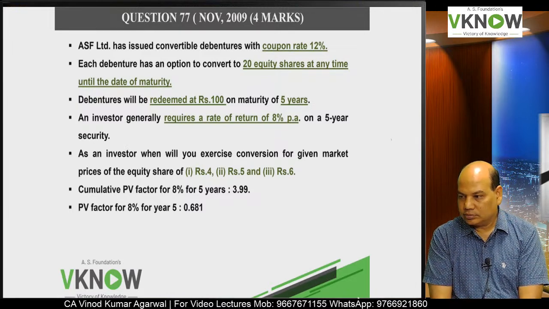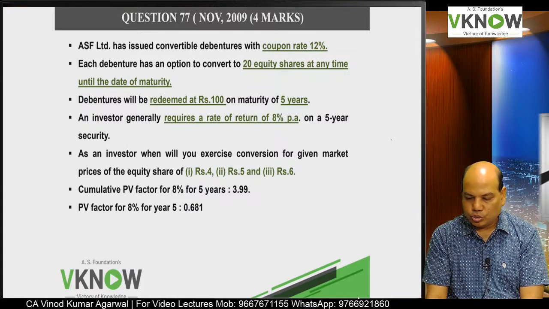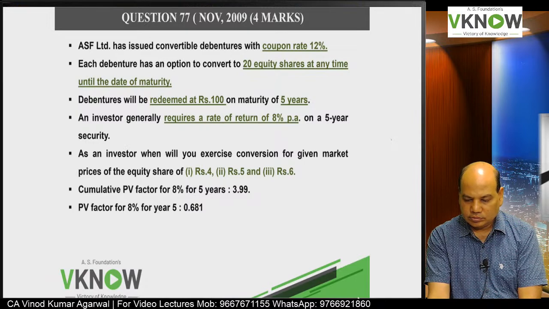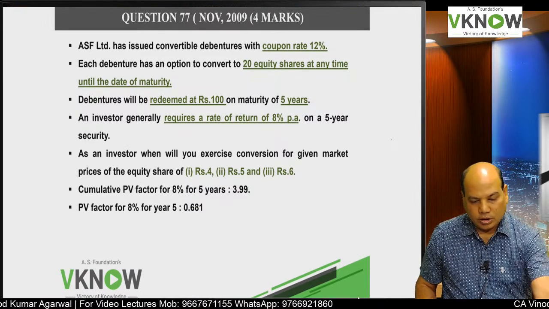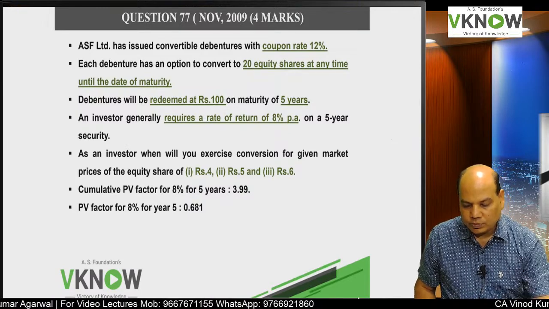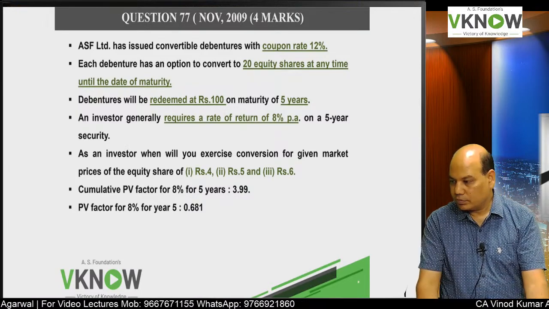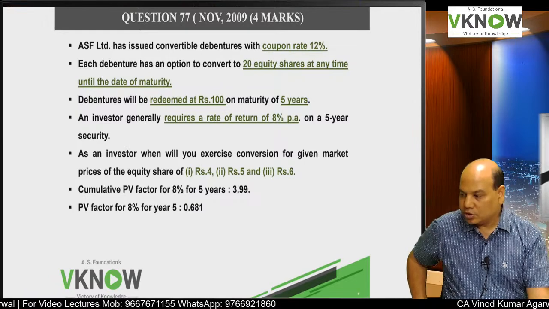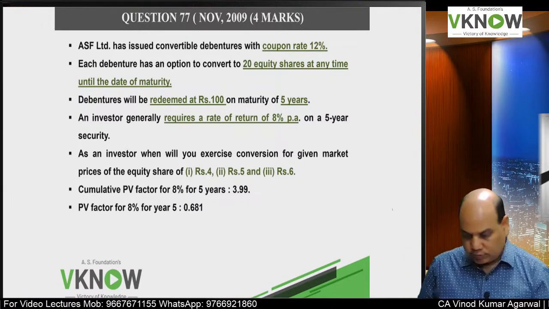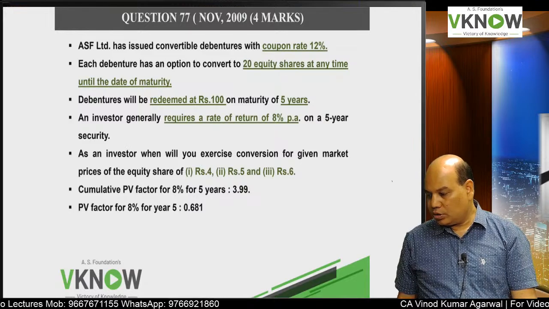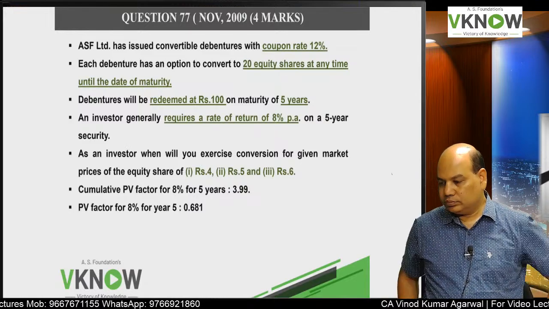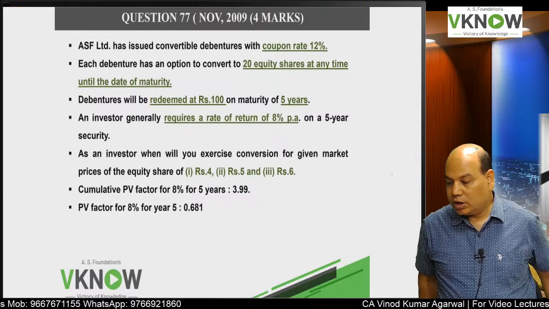ASF Limited has issued convertible debenture with coupon rate of 12%. So underline coupon rate 12%. Each debenture has an option to convert into 20 equity shares at any time until the date of maturity.